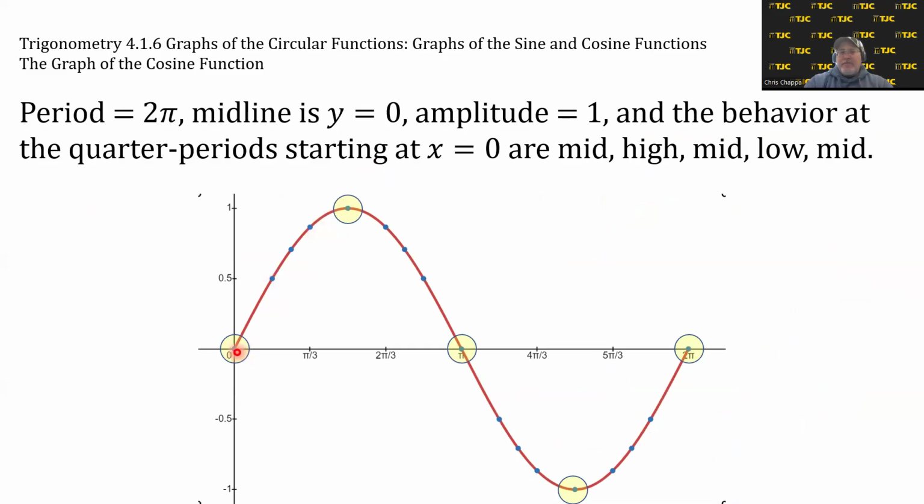One cycle of the graph of sine has a period of 2 pi, a midline of y equals 0, an amplitude of 1, and the behavior at the quarter periods, starting at 0, are mid, high, mid, low, mid.